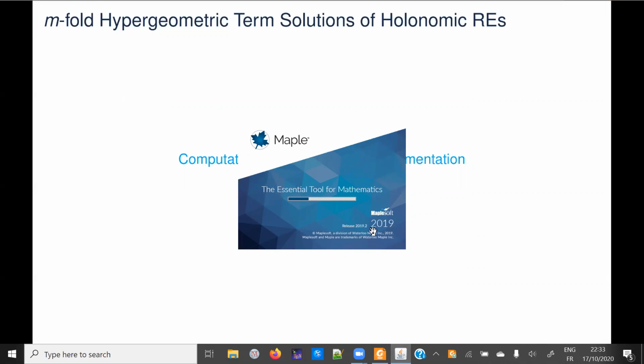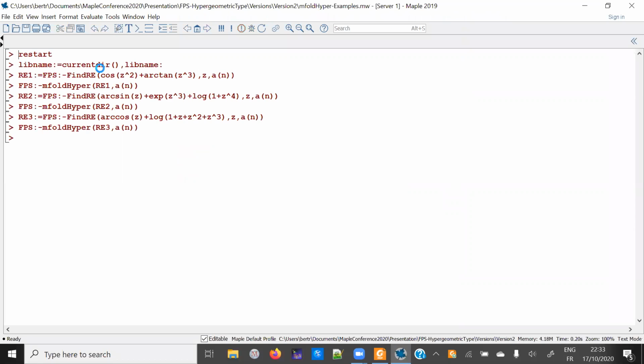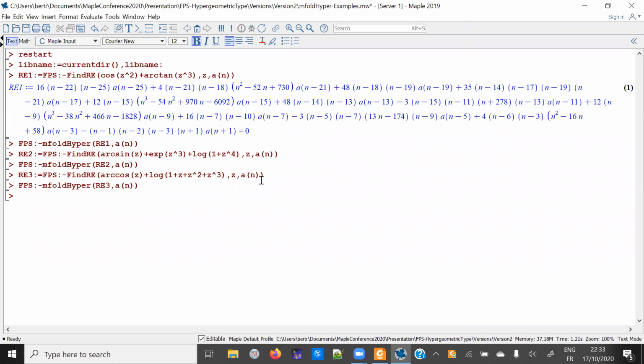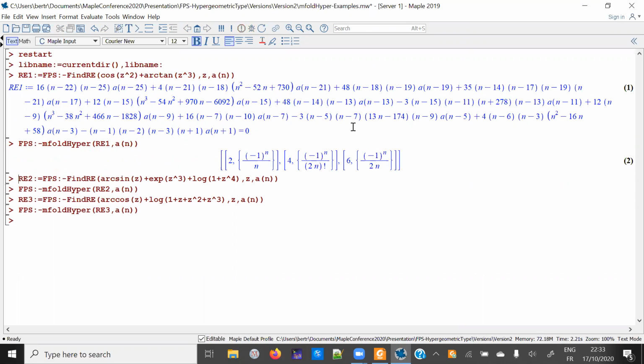We are using, as you see, Maple 2019. So now we read our library on the directory. We compute a recurrence equation for this expression here and compute the corresponding m-fold hypergeometric term solutions. We have 2, 4, and 6-fold.